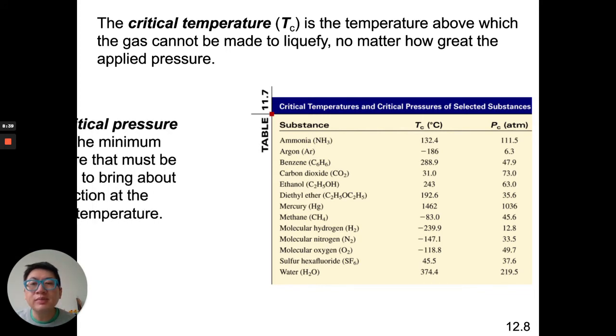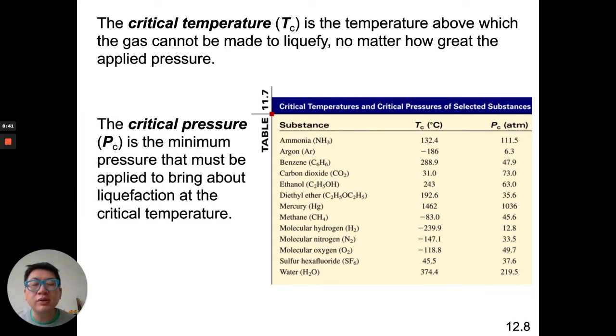Okay, two other terms: critical temperature and critical pressure. Critical temperature is a temperature above which a gas cannot be made into liquid, or made to liquefy, no matter how great the applied pressure. If we increase the pressure, of course, the boiling temperature will increase. In fact, that's how a pressure cooker works. I was using an Instant Pot the other day to cook, which is a type of electric pressure cooker. A pressure cooker increases the pressure inside the pot.